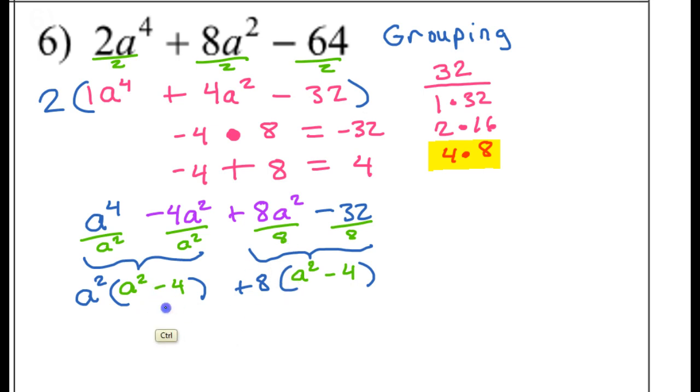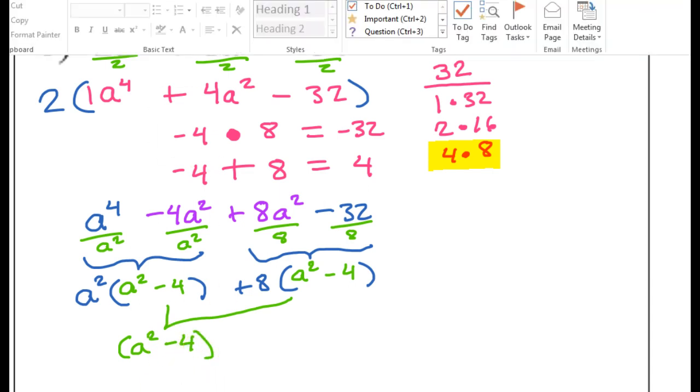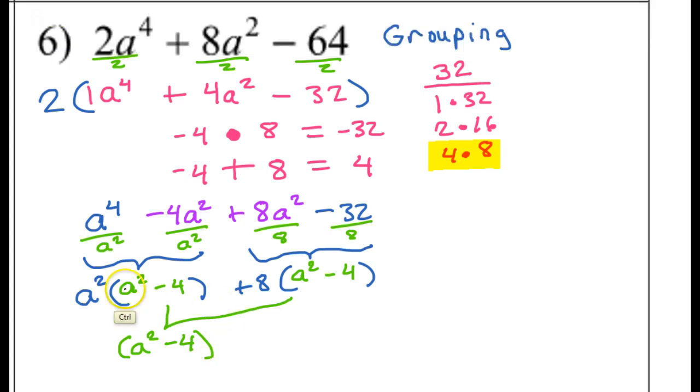Now, because these are the same, that makes a squared minus 4 a common factor. And when you have a common factor, you should always pull it out to the front. So I'm going to put my a squared minus 4 in the front, and then I will write down whatever's left behind. Well, if I take away the a squared minus 4's, that's going to leave a squared plus 8. So I will have a squared plus 8 in the other parentheses.